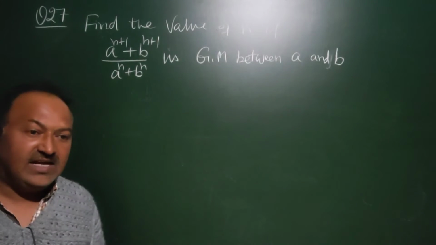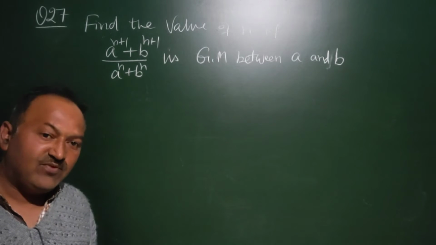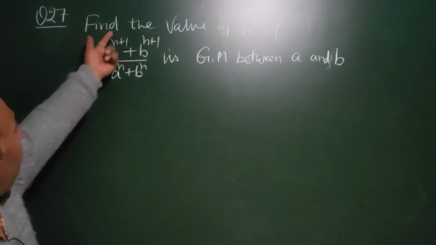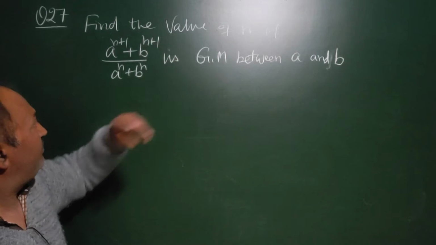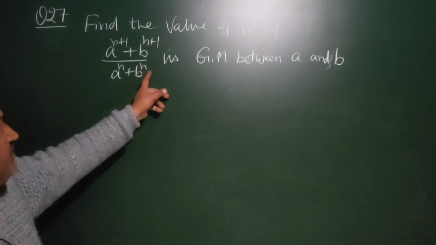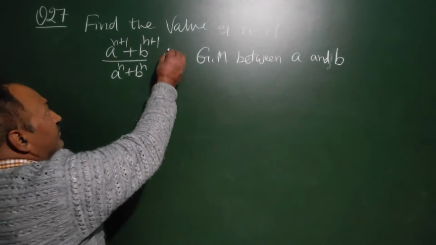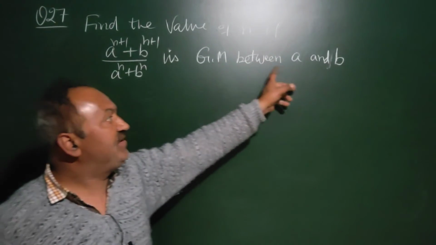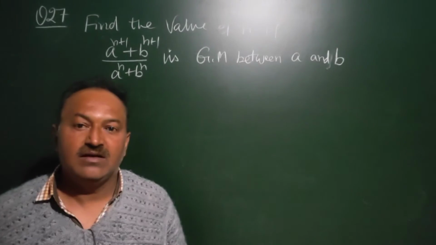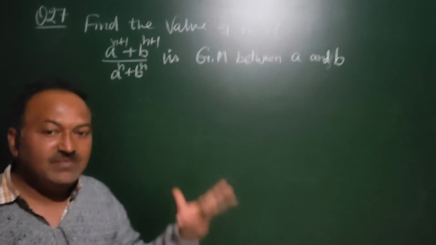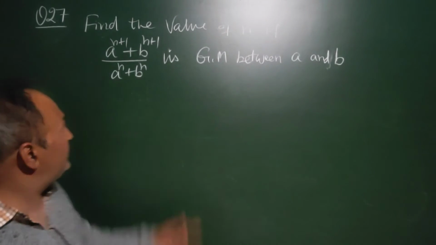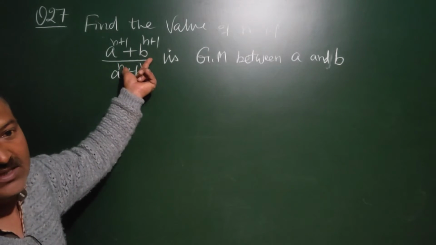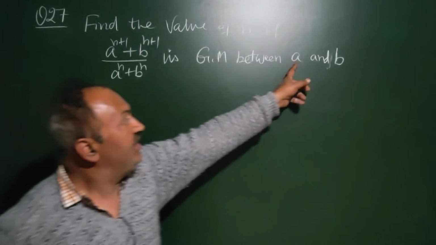Now question number 27, exercise 9.3. Find the value of n if (a^(n+1) + b^(n+1)) / (a^n + b^n) is the geometrical mean between a and b. So we know that the geometrical mean between two numbers a and b is the square root of ab. This is the value of capital G, which is equal to the square root of ab.